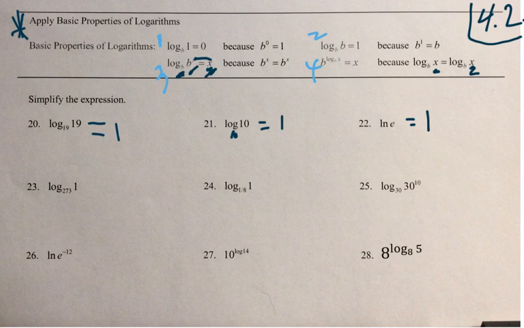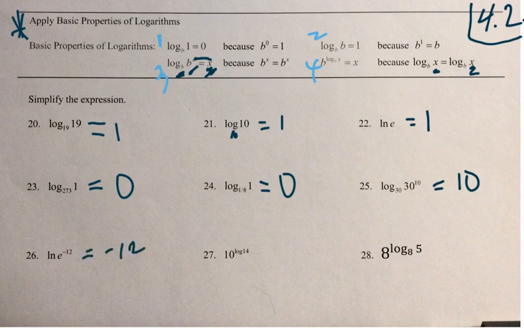Log base 273 of 1 is going to be equal to 0. That's using property 1 that I listed up there. Log base 1/8 of 1 is going to be equal to 0 using property 1. Log base 30 of 30 to the 10th is going to be equal to 10. That's property 3. The natural log of e to the negative 12th is going to equal negative 12. And that's going to be property 3.